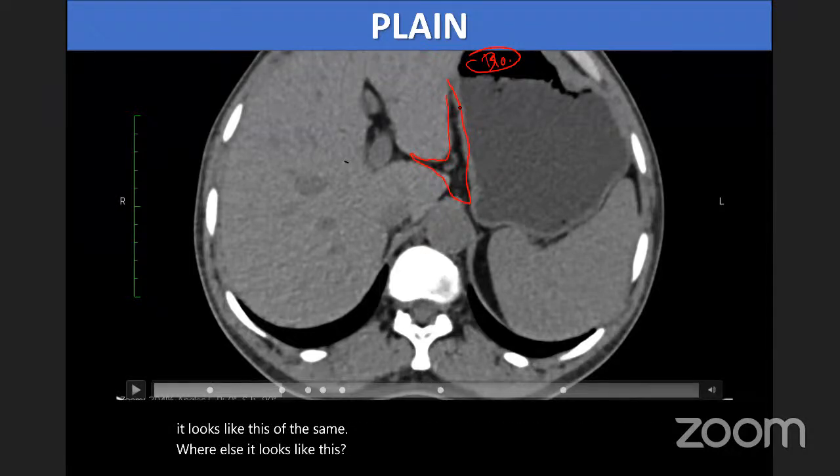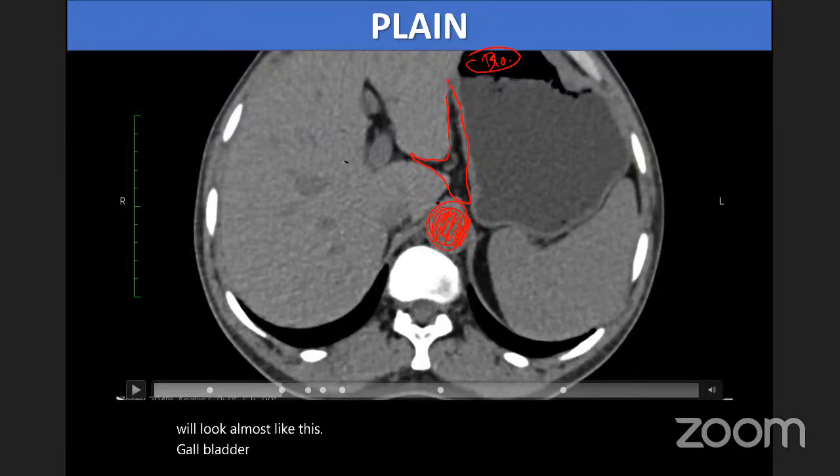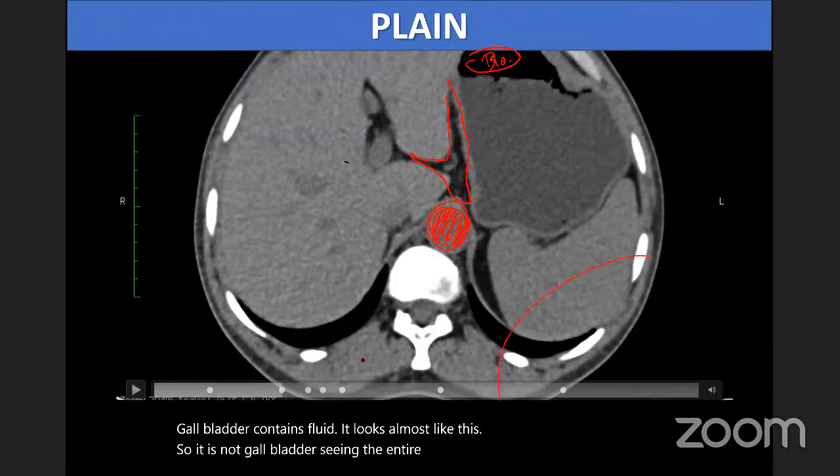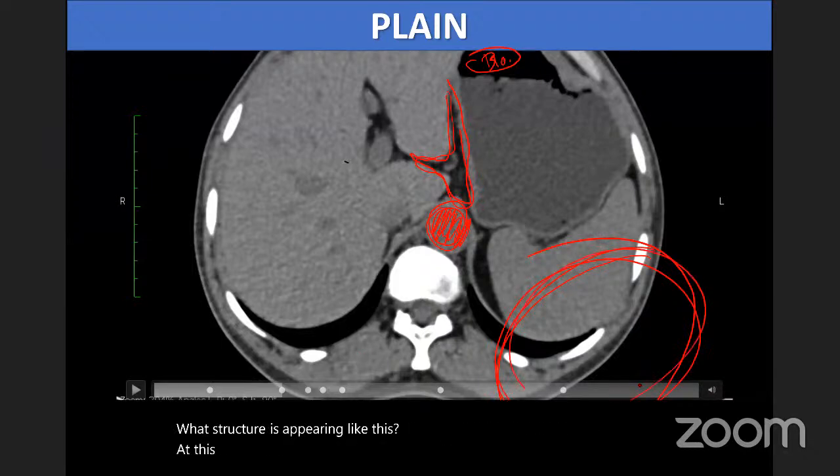See, the gallbladder should contain fluid. It will look almost like this. Gallbladder contains fluid, it looks almost like this. So it is not the gallbladder. See in the entire image. Okay, focus at this area. What structure is appearing like this? Concentrate at this area. What is appearing the same density as this area?